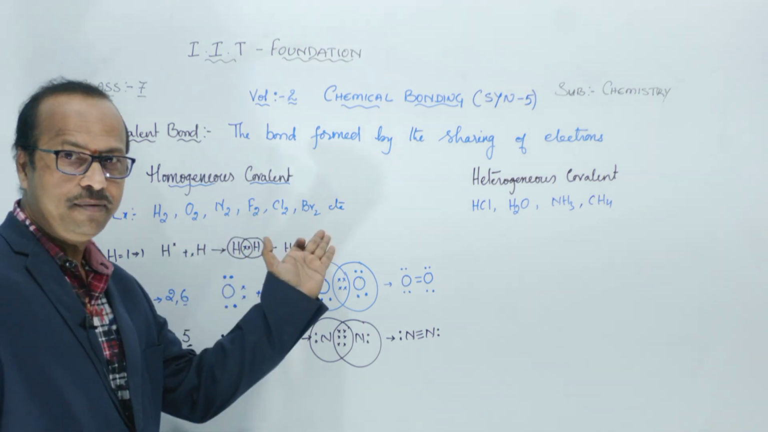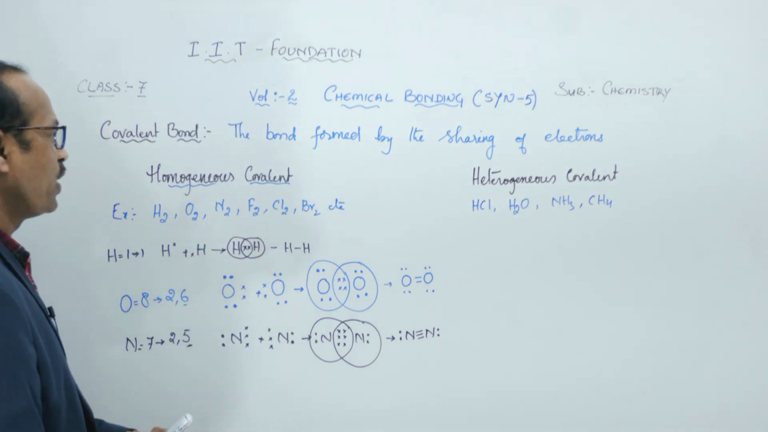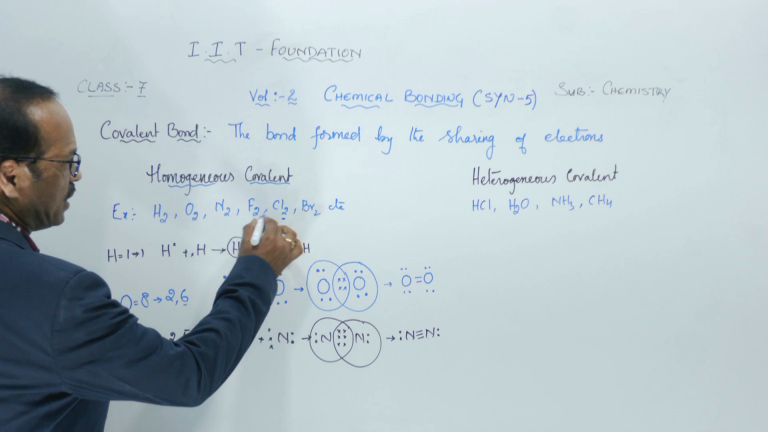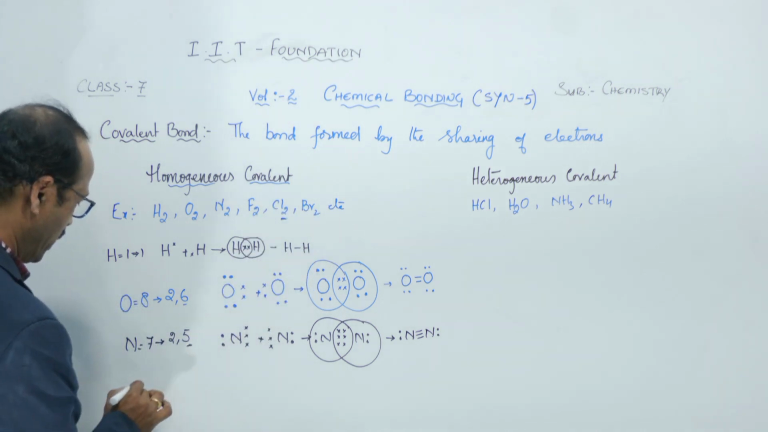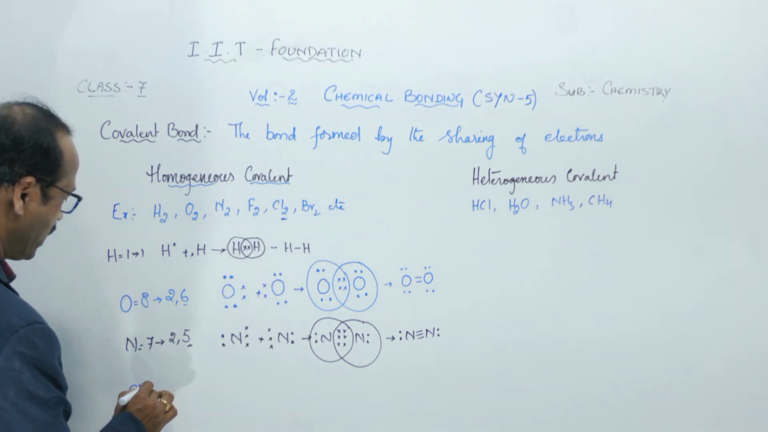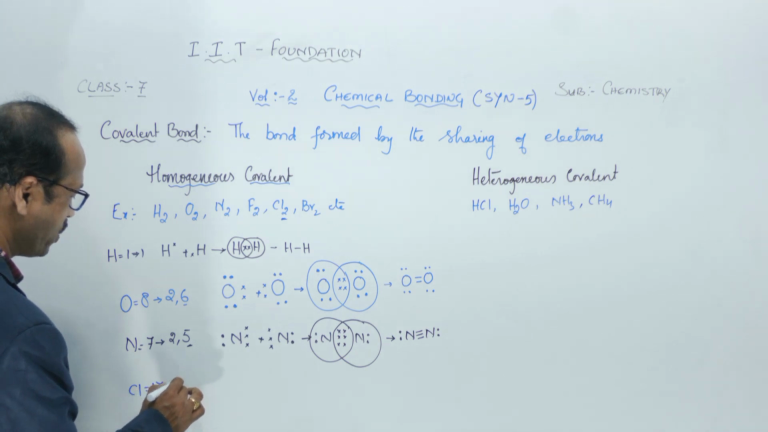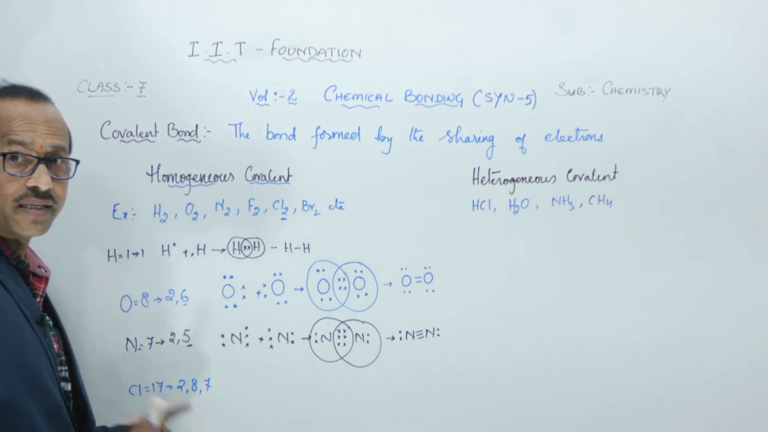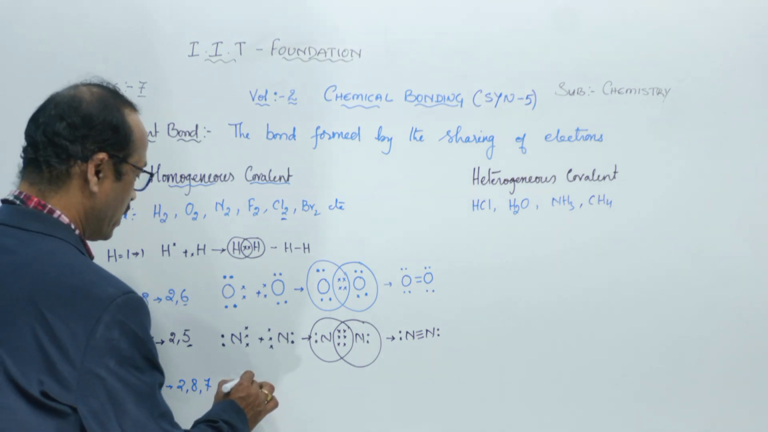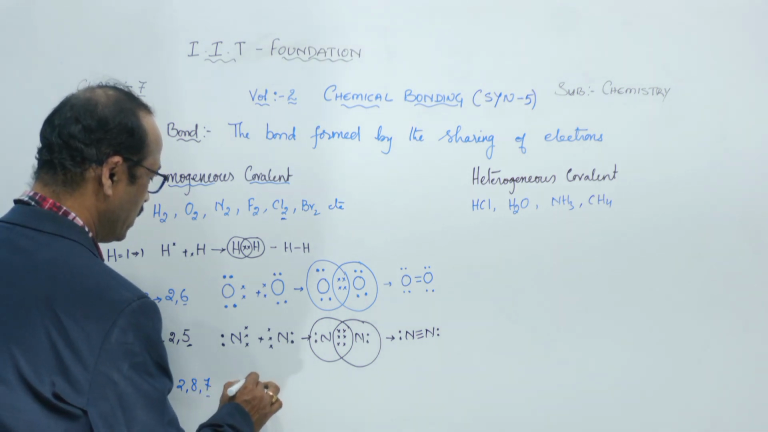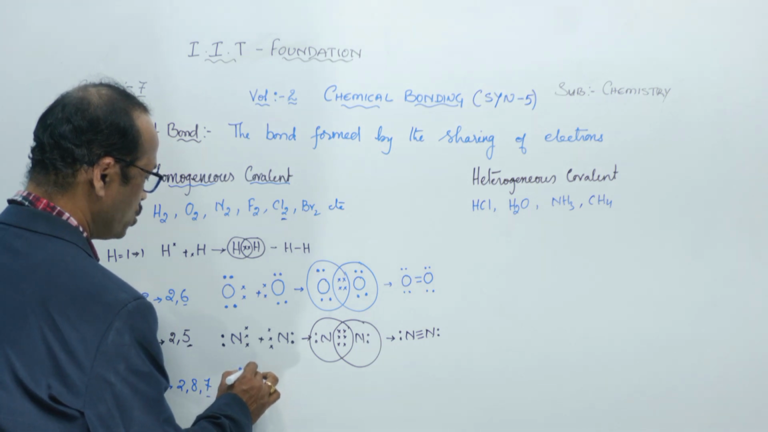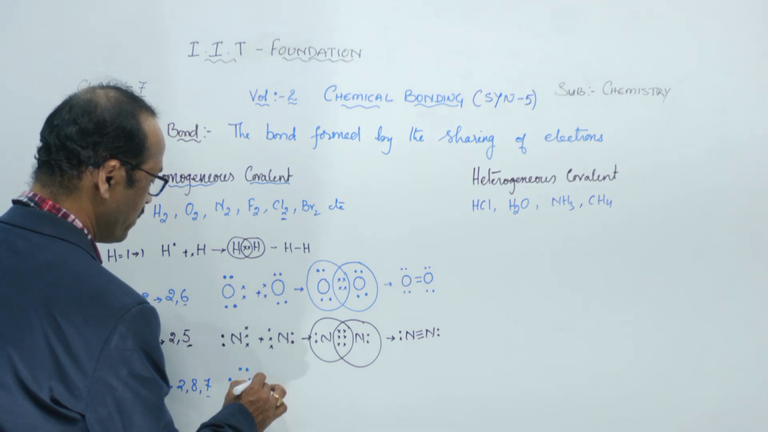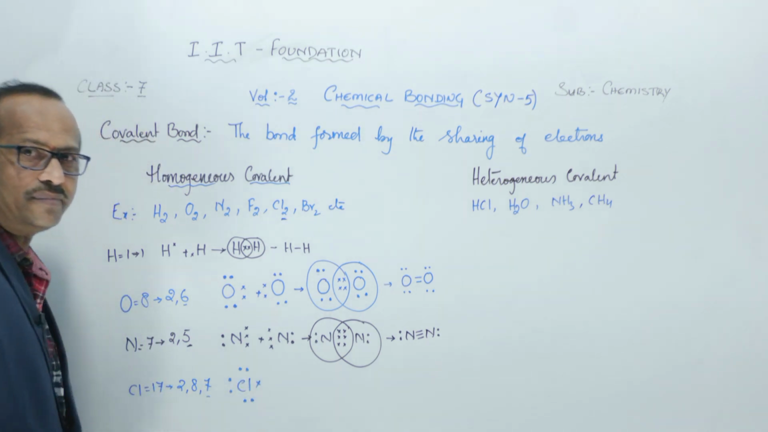Can you try these 3? Okay, 1 I'll explain to you. Fluorine, chlorine, bromine. I'll explain chlorine. So see here chlorine. Chlorine atomic number is 17. Electronic configuration 2, 8, 7. So there are 7 electrons in the valence shell. So how can you write chlorine? 1, 2, 3, 4, 5, 6, 7.